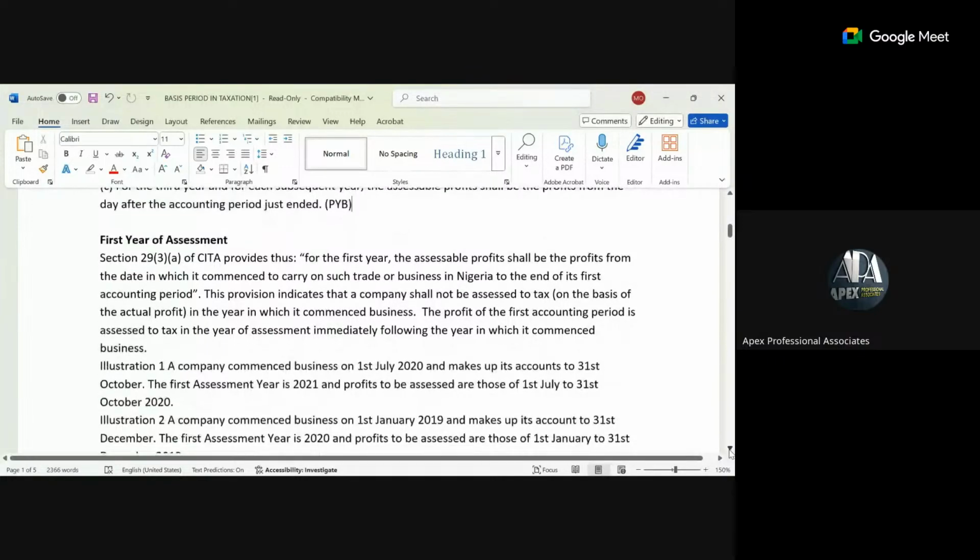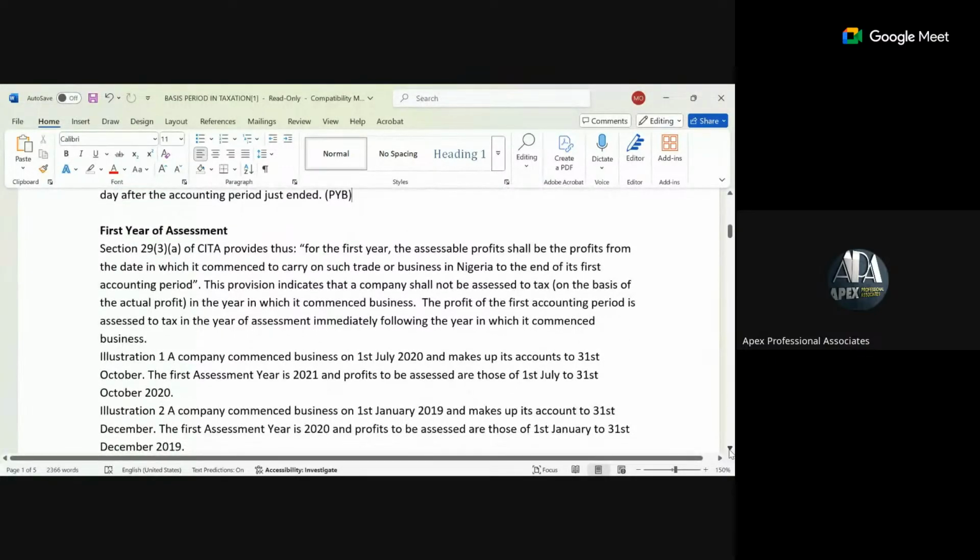So now the first year of assessment. That's what we just finished talking about. The first year, the assessable profit shall be the profit from the date on which he commenced to carry on trade or business in Nigeria to the end of his accounting period. This provision indicates that a company shall be assessed to tax on the basis of the actual profit in the year in which it commenced business. The profit of the first accounting period is assessed to tax in the year of assessment immediately following the year in which it commenced business.